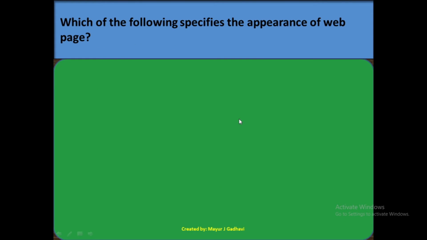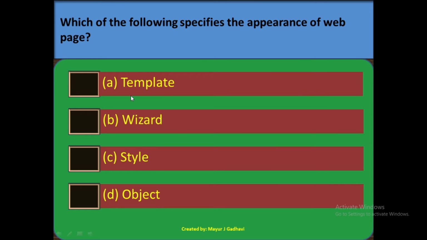Which of the following specifies the appearance of a web page? Well, the options are template, wizard, style or object. The correct answer is style.